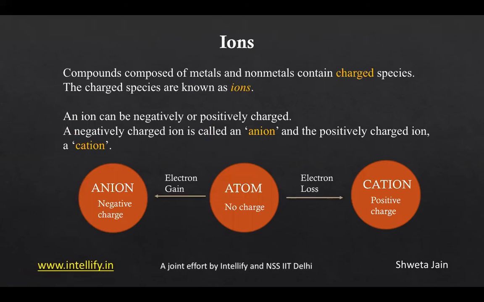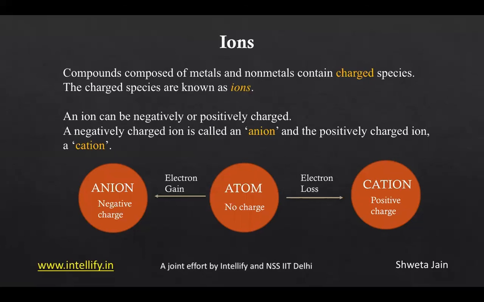Compounds composed of metals and nonmetals contain charged species. These charged species are known as ions. Ions can be negatively charged or positively charged. A negatively charged ion is called an anion and a positively charged ion is called a cation.